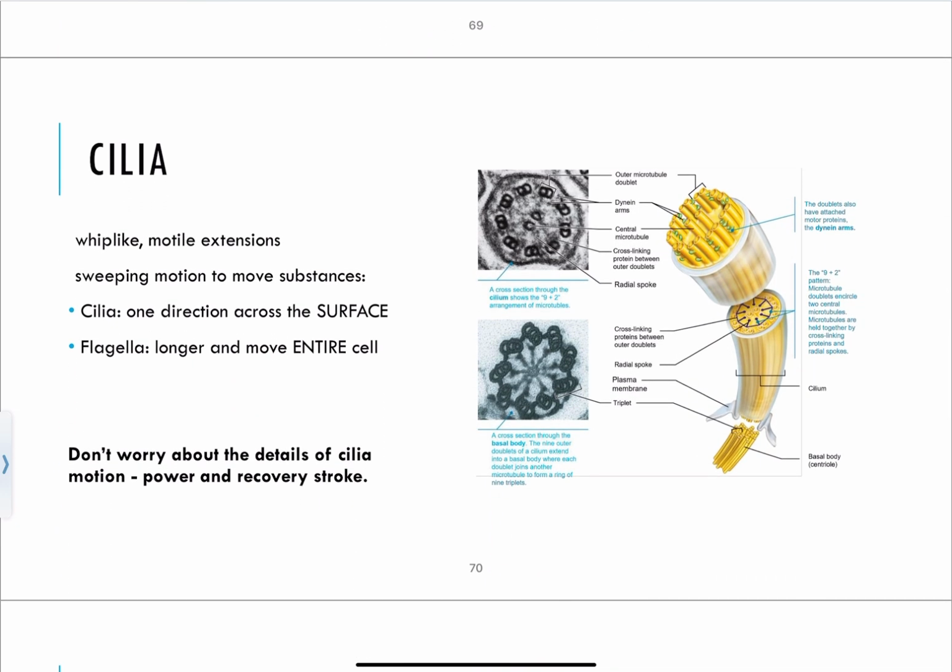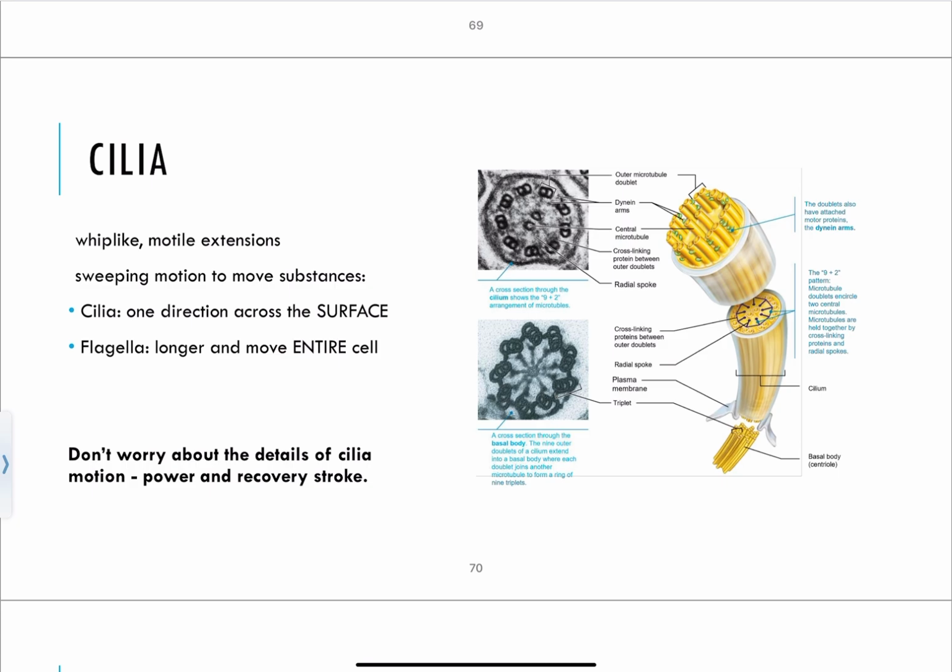So when we talk about extensions from the cell, we can either have them be described as being cilia or flagella. If we're talking about cilia, their function is to move a substance across the surface of the cell, typically in one direction. If we're talking about flagella, we're talking about movement of the entire cell.